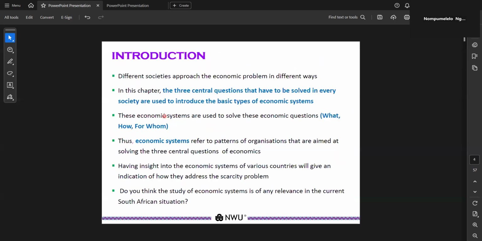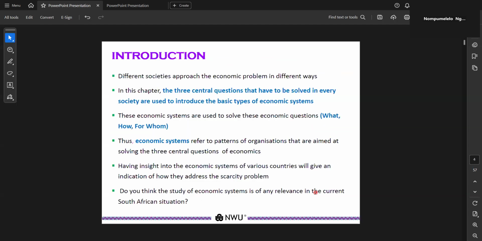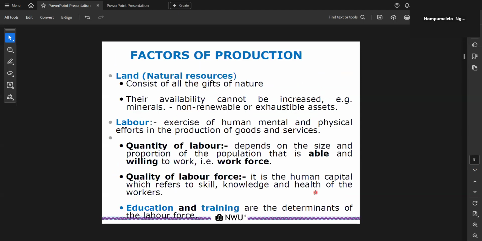And then what else do you have to know? Describe the centrally planned economy and identify its problems. Pure market economy, the centrally planned economy, and then describe traditional and mixed economy. The centrally planned economy is also the command economy, guys.